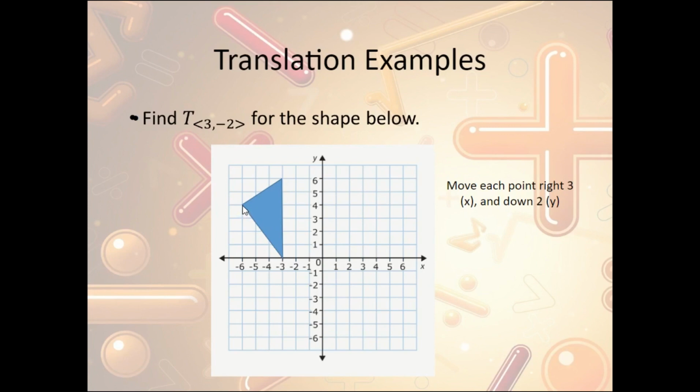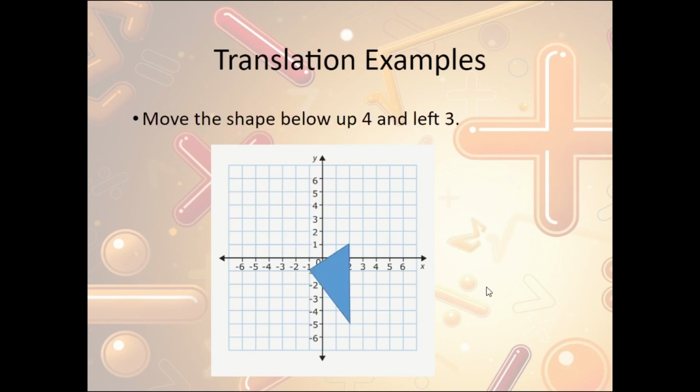So let's start with this one. We slide to the right, 1, 2, 3, and then down 2, 1, 2, and plot that point. Then we do it for this one, to the right 3, 1, 2, 3, down 1, 2, and plot that one. Then this one, to the right 1, 2, 3, and down 1, 2, right there. And notice when I create my triangle, I should end up with 2 triangles that are exactly the same, just slid over and down.